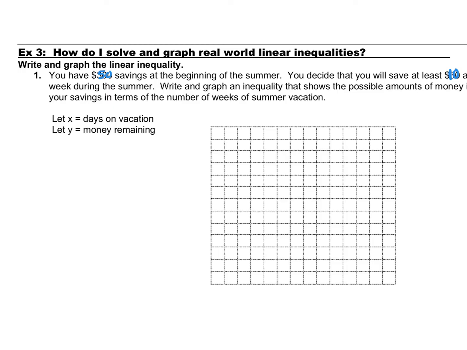All right, so example 3, how do I solve and graph a real-world linear inequality? You have $50 in savings. You might need to change yours in your notes packet if it hasn't already been changed. You have $50 in savings at the beginning of the summer, and you decide you will save at least $10 a week during the summer. Write and graph the linear inequality that shows the possible amounts of money in your savings in terms of the number of weeks of summer vacation.